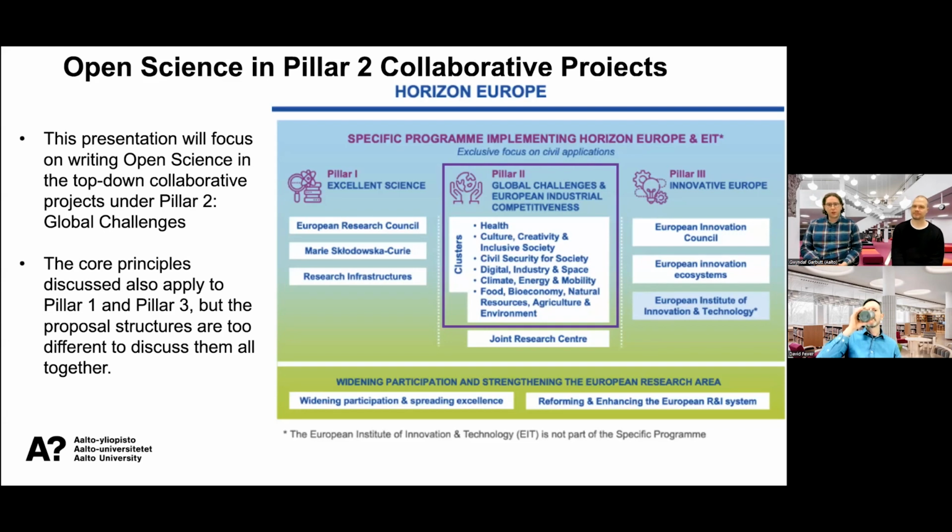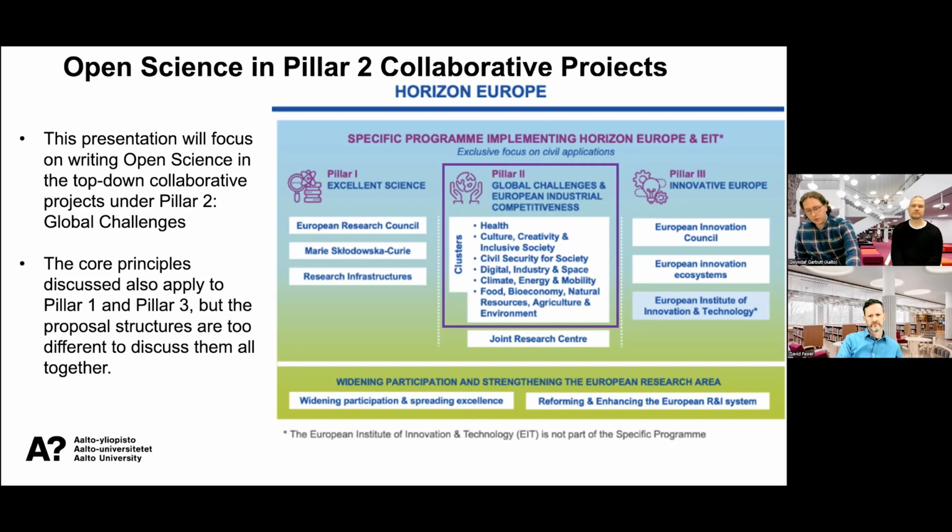I'm going to focus on the collaborative projects, the consortium projects under Pillar 2, which brings together a large number of topics in the clusters, these 6 clusters in the box here. These are predominantly made up of research and innovation actions and innovation actions, which more or less share a template for the proposal. The principles that we've all talked about today are also relevant for Pillar 1 and Pillar 3, but the instruments there all have unique proposal templates, so we can't talk about everything all at once. It just isn't feasible. So that's why we're targeting Pillar 2 here.